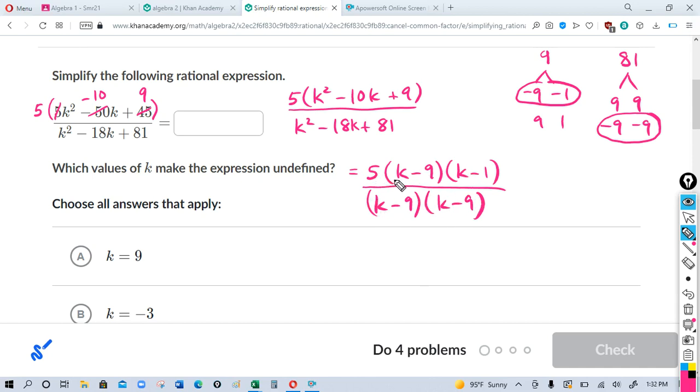So I can cancel k minus 9 over k minus 9. All right. So they just said to simplify the expression, so that's it. It's going to be 5 times k minus 1 over k minus 9.